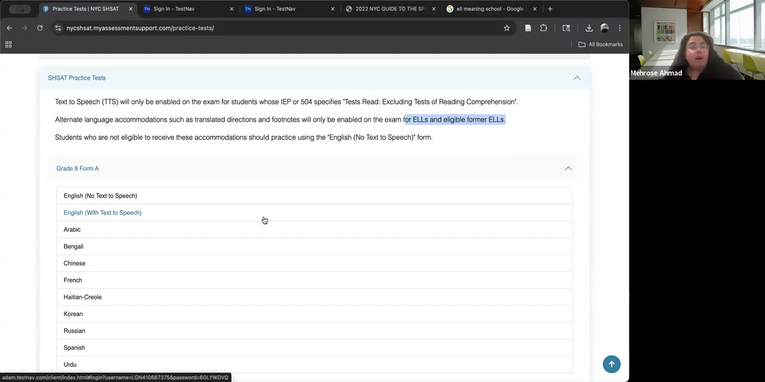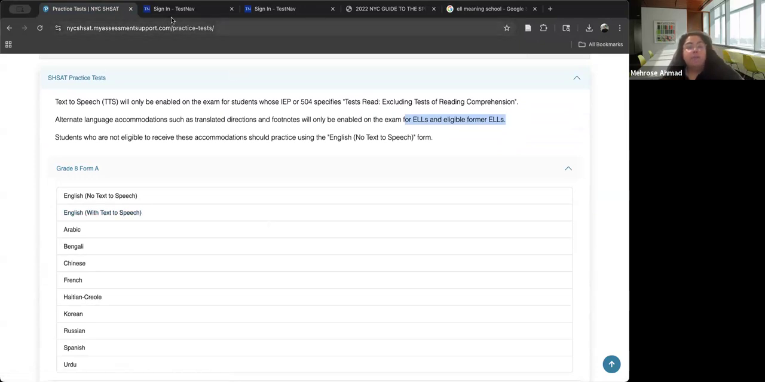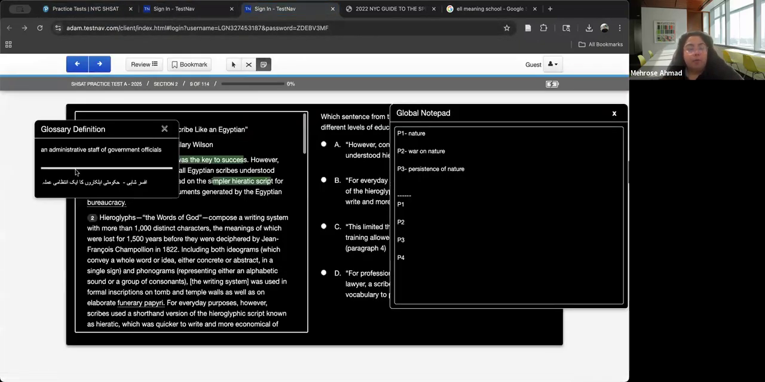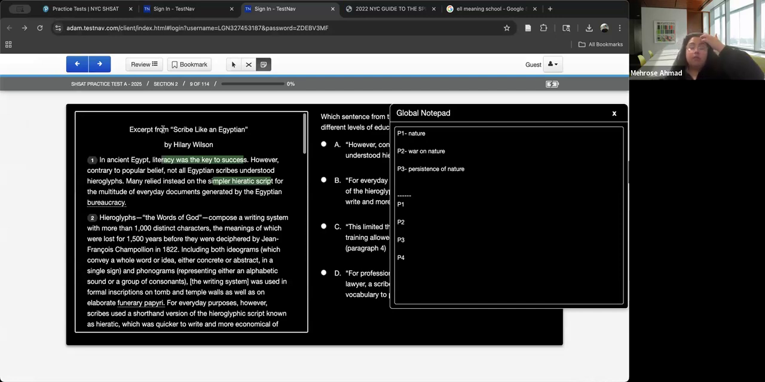However, from my understanding, the test is primarily in English. You will just get the directions and special notes in a different language. For myself, I also speak another language and I just marked that down. I can see that they gave me the footnote in that different language, but again, the primary passage is in English. So just something important for students who speak multiple languages.